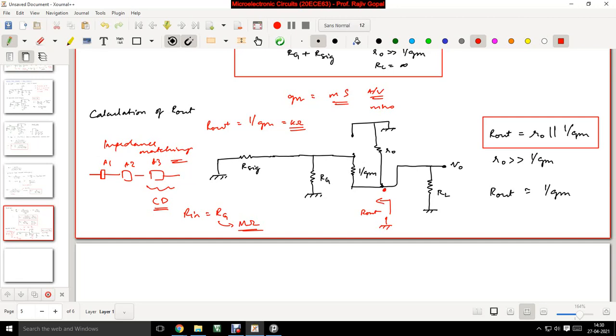Alright, so this is common drain. Any queries you have till here? Any queries?